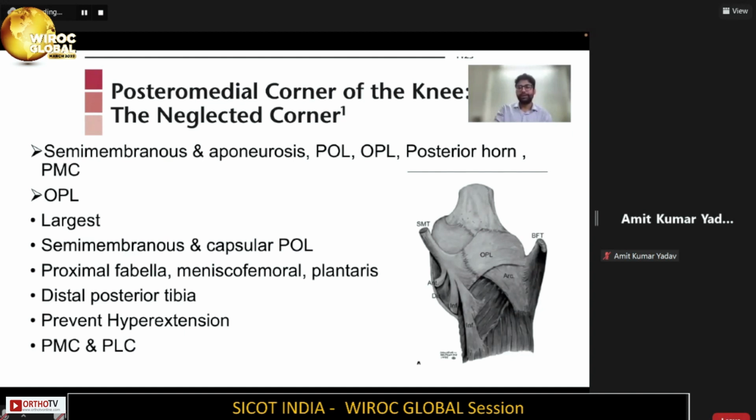OPL is a large capsular structure on the posterior side of the knee. It is attached on the medial side to the semimembranosus and the capsular part of the posterior oblique ligament, then goes laterally and proximally to attach to the fibula, meniscofemoral ligament, and plantaris. It distally attaches to the posterior tibia. It prevents hyperextension, and the OPL is part of both the posteromedial corner and the posterolateral corner. So a posteromedial corner injury leads to anteromedial rotatory instability.